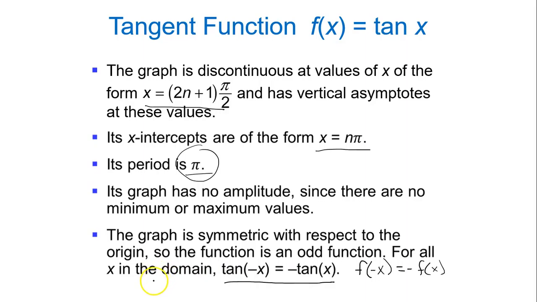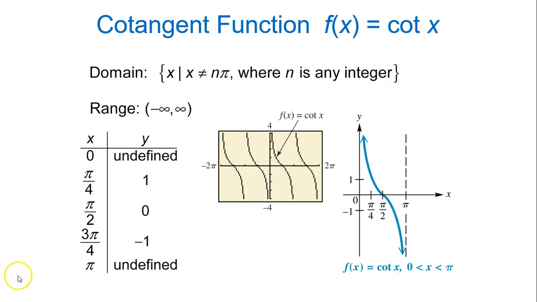Some of these things are important in graphing your tangent functions, but some of them are just facts that I threw in. For a cotangent function, your domain is going to be all x values such that x is not equal to n times pi, where n is any integer. That's going to help you find your points of discontinuity, your vertical asymptotes. And then your range, again, is all real numbers. All right, so let's get into graphing some things.